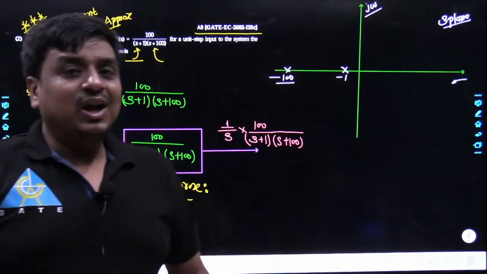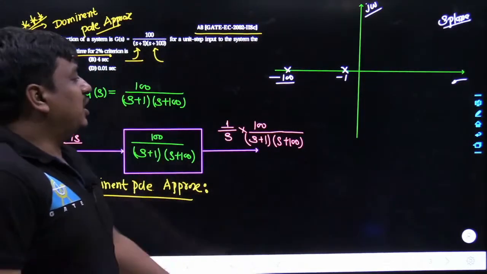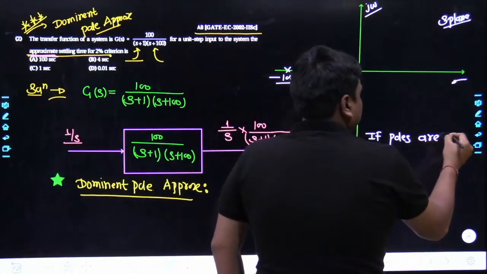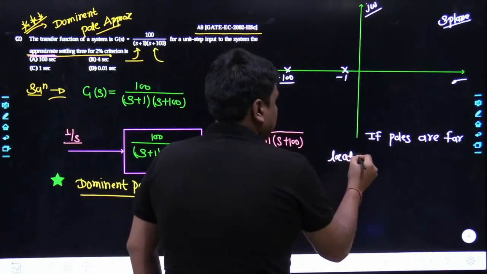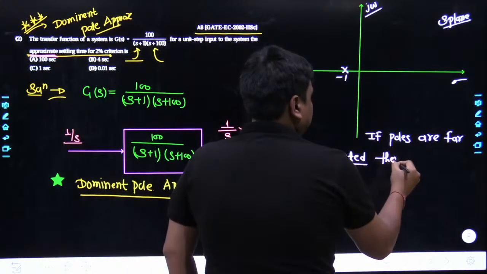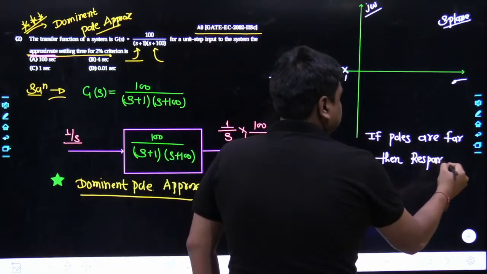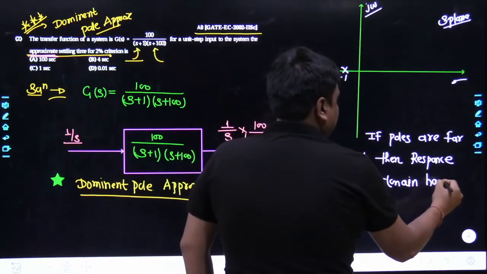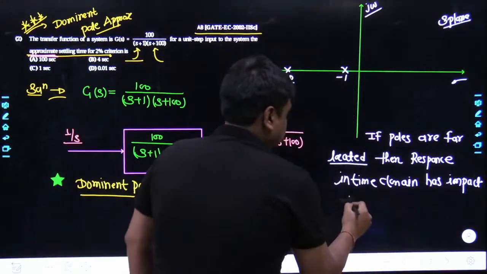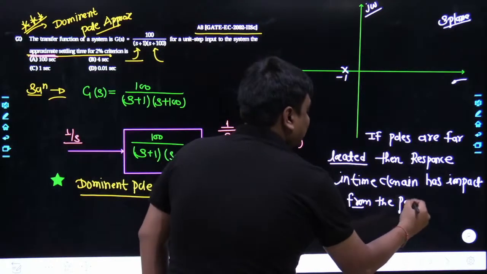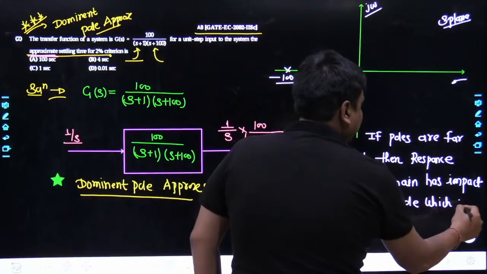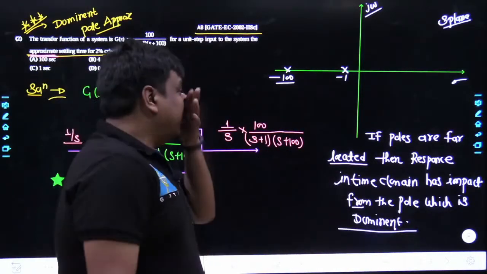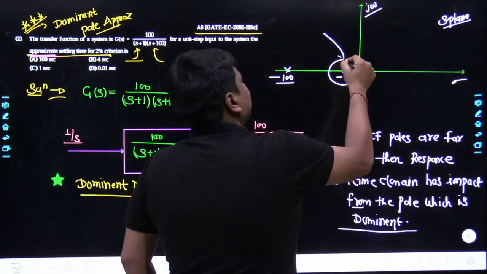Anyways, I am not going into great detail why the concept of the dominant pole is being used, but you should still have a very clear idea. Write down: if poles are far located, as you can see over here, then the response in time domain has impact from the pole which is dominant. What does it mean to be dominant? That means the pole which is kept very right hand side of the S plane. So you can see very well, this -1 is going to be the dominant pole.